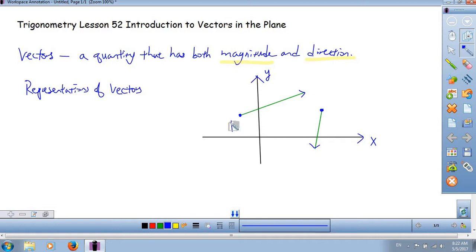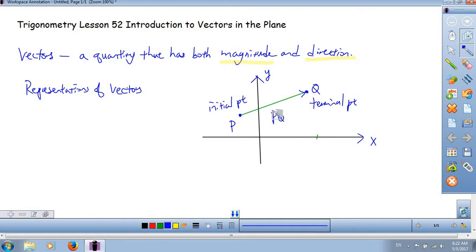Let's call this point P. The initial point is called the initial point, and let's call this point Q. Let me erase this one so we don't get confused. Q is called the terminal point, where it stops. So P is the point where the vector starts, and Q is where the vector ends. This vector represents the direction going from P to Q, and the value is the magnitude represented by the distance between P and Q.